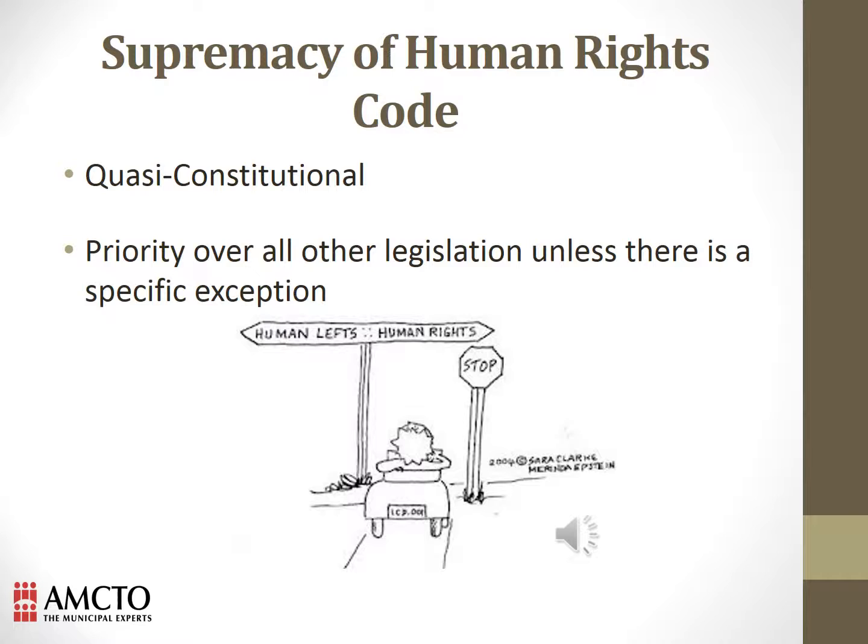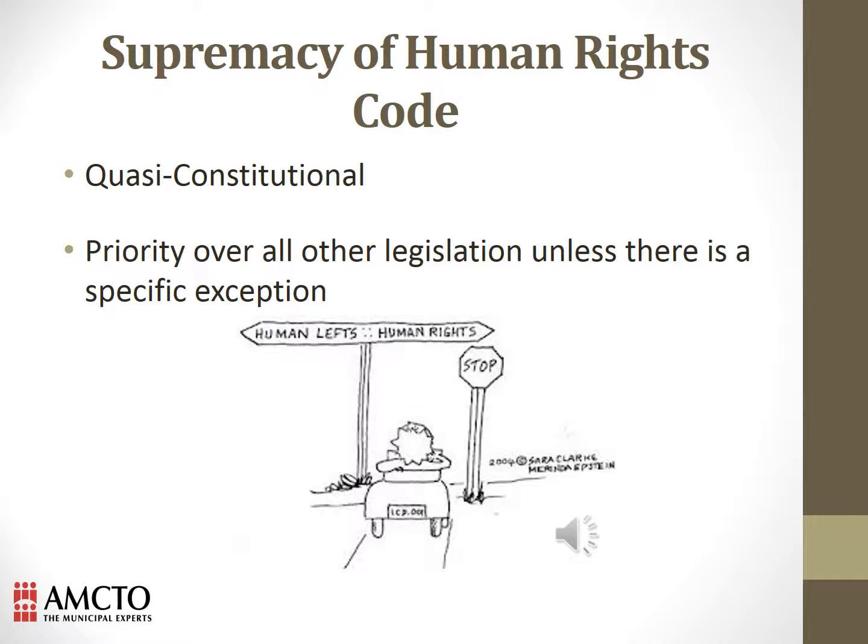This means that you must comply with the Code before and above all other laws, unless there is a specific exception. In a 1982 case, the Supreme Court of Canada said, "The Code is a fundamental law intended to supersede all other legislation, except where a contrary intention is clearly and unequivocally expressed by the legislature." An example of how this works will be useful.